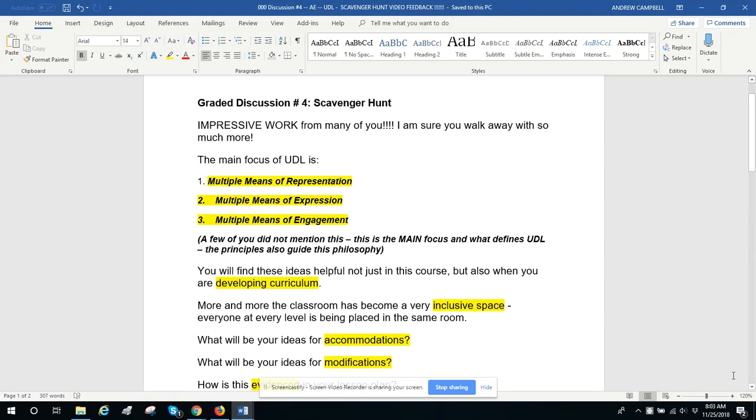Pleasant good day, everyone. Just want to take a couple minutes to review certain concepts in our graded discussion number four, the scavenger hunt on UDL, Universal Design for Learning. And I can see that many of you have done an excellent job so far on the activity.